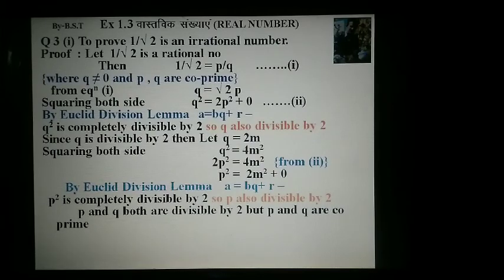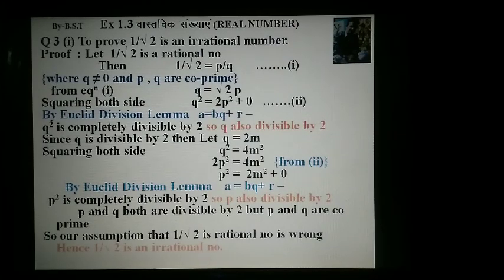p and q both are divisible by 2 here, but we know p and q are co-prime according to the condition of a rational number. So we can say our wrong assumption that 1 upon root 2 is a rational number is wrong. So hence 1 upon root 2 is an irrational number.